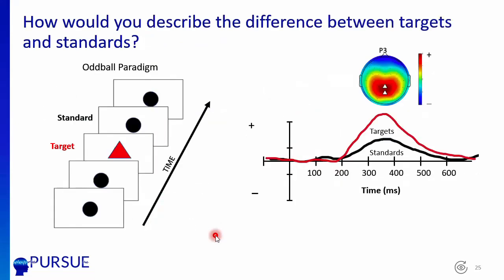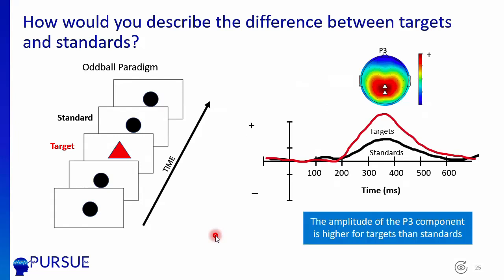So just to bring this discussion home, let's say that we have our oddball paradigm and we have an ERP for targets and standards. How would you describe the difference between these? Hopefully you're quickly gathering that the amplitude of the P3 component seems to be greater, taller for the targets than the standards. But the time frame of the peak seems to be pretty similar, around 300 milliseconds.